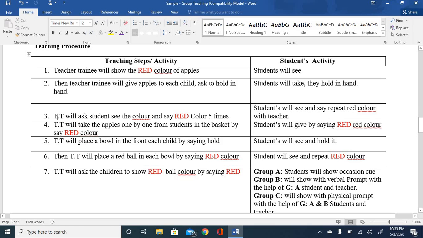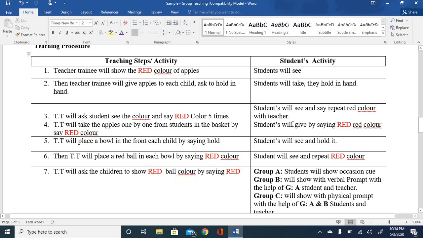Then, in the third step, the teacher trainee will ask the students to see the color and say "red color" 5 times. The students will see and repeat the red color with the teacher. Then the teacher trainee will take the apples one by one from the students into a basket, saying the red color. The students will give them while saying the red color.